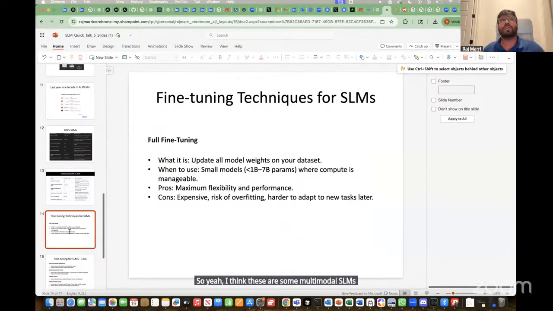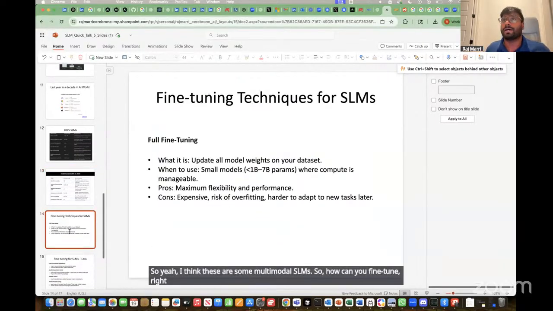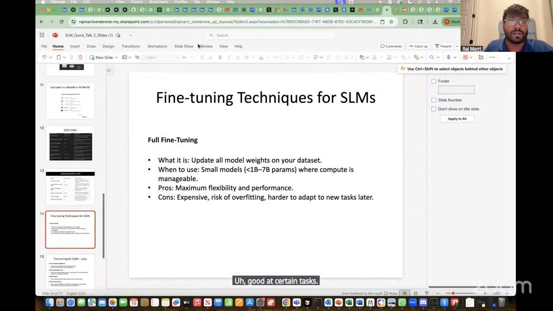So how can you fine tune, right? This is the whole purpose of this call: how do you make these small language models good at certain tasks? That is something that we're going to look at here. Before that, if anyone has any questions, we could take them.